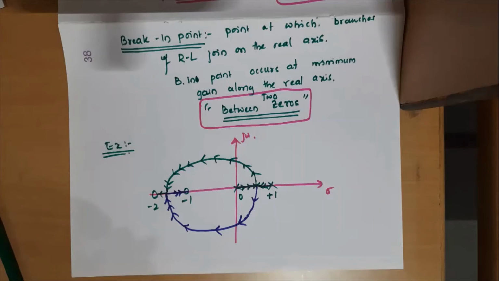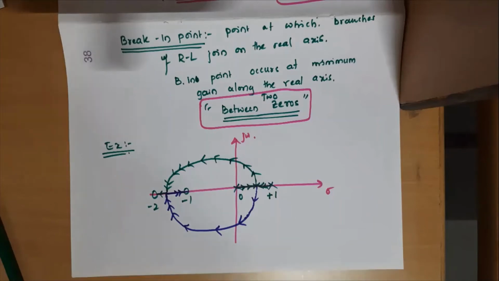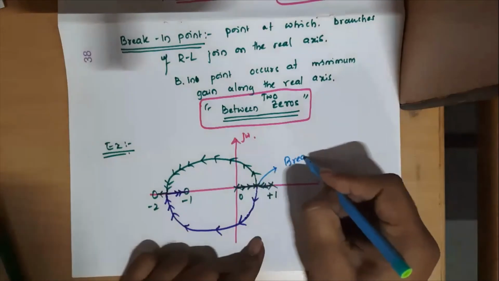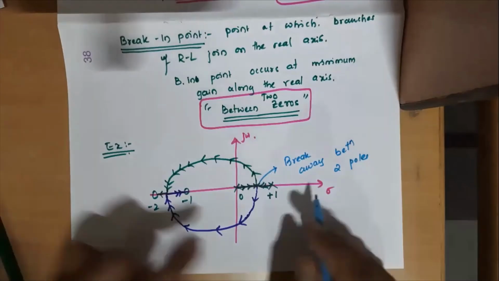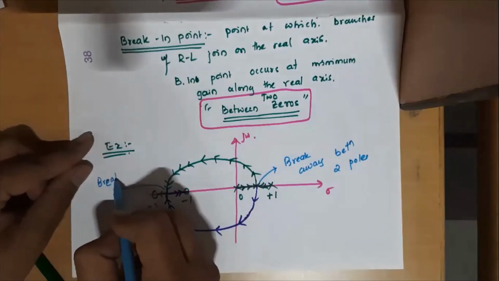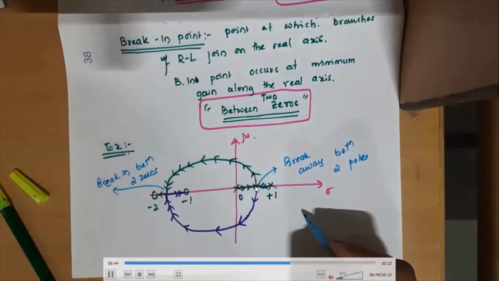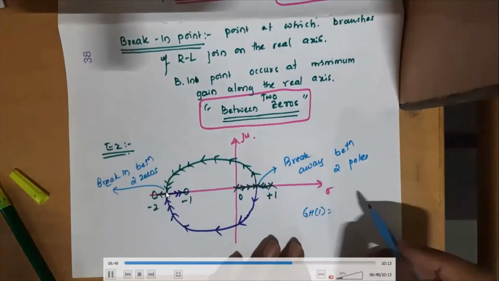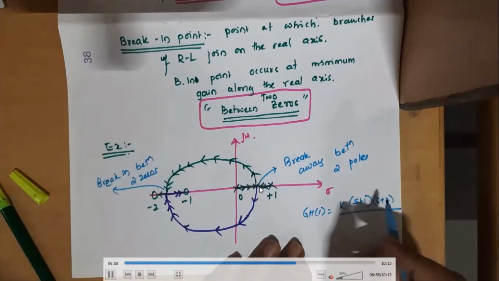So what are breakaway and break-in points in this diagram? So this is called breakaway. Fine. And this is called break-in. They are diverging at this point and they are coming back at this point, therefore it is break-in. It occurs between two zeros. The breakaway has occurred between two poles.